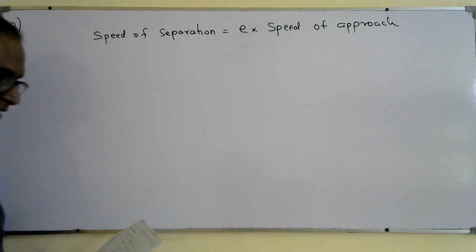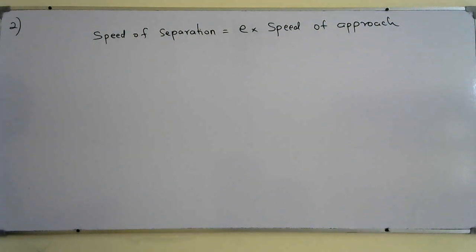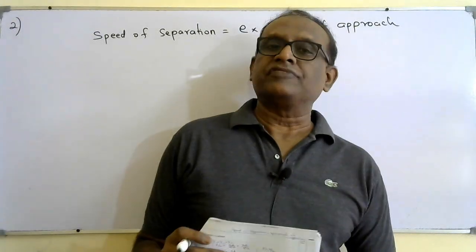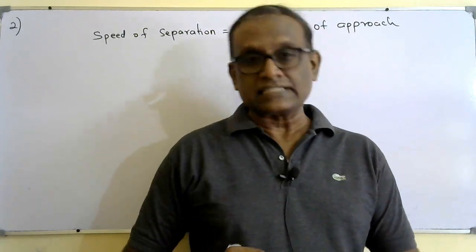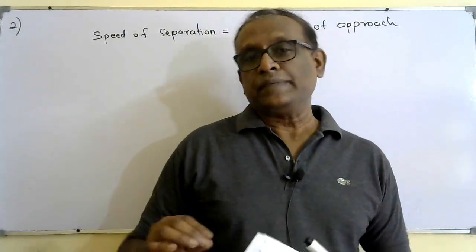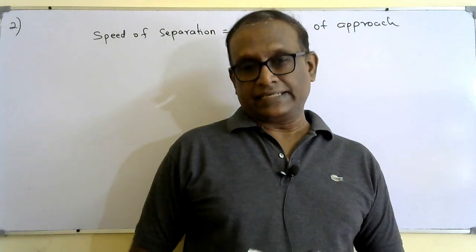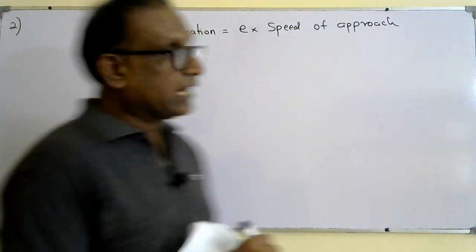So speed of separation is equal to E times speed of approach, where E is the coefficient of restitution. It's experimentally found. It's speed, not velocity. We don't consider velocity. But here, when we say speed, that is relative speed. For example, how to use this equation.